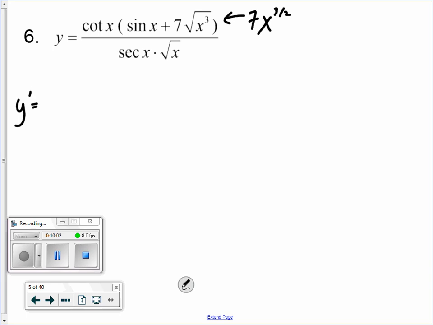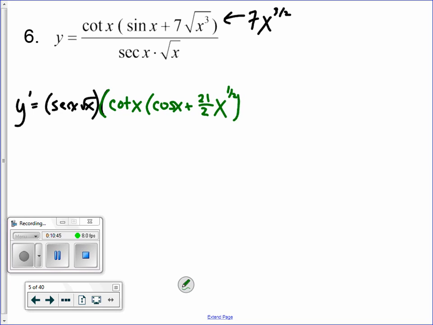So we start with low. So we have secant x radical x. D high. So since it's a product, we're going to use the product rule. So I'm going to have, maybe I'll use a different color to point it out. So d high is going to be a product rule. So we have first times the derivative of the second. The derivative of sine x plus 7x to the 3 halves is going to be cosine x plus 21 halves x to the 1 half, because 3 halves minus 2 halves is 1 half.